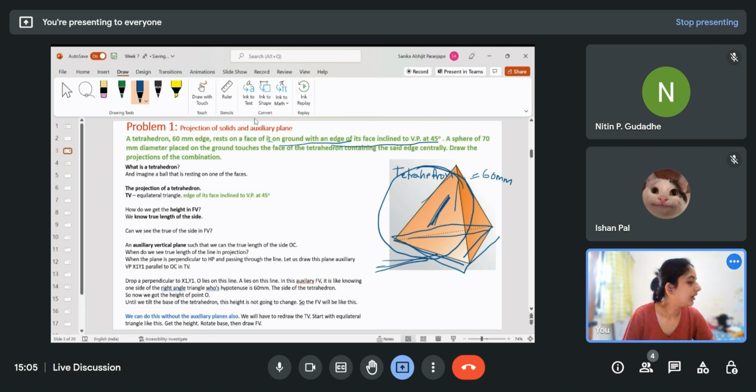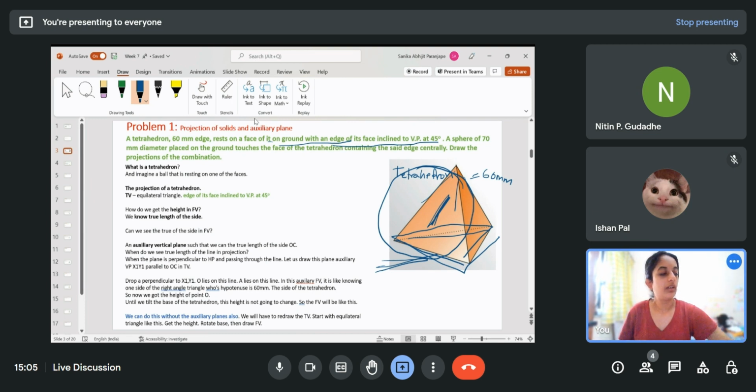So, if you have, so this is not a tetrahedron, but it is similar to it. So, consider that this is one surface and consider that this is a ball. So, it is resting like this here. Can you imagine from the problem? So, this is the case that they are explaining.